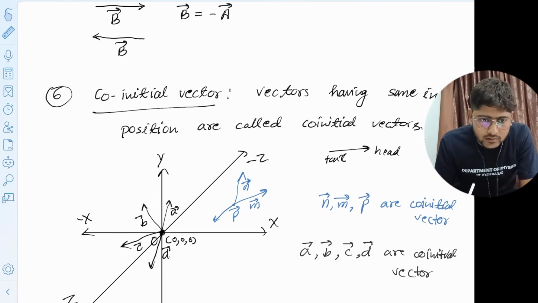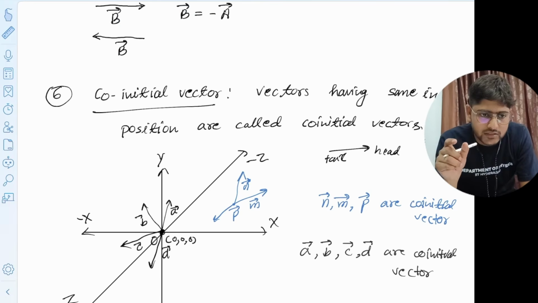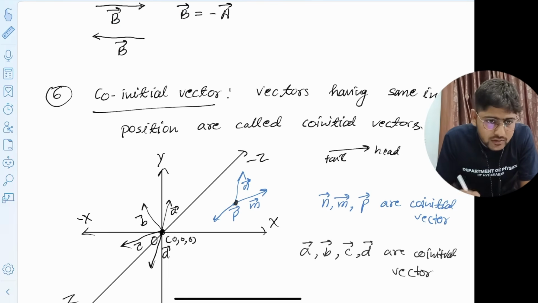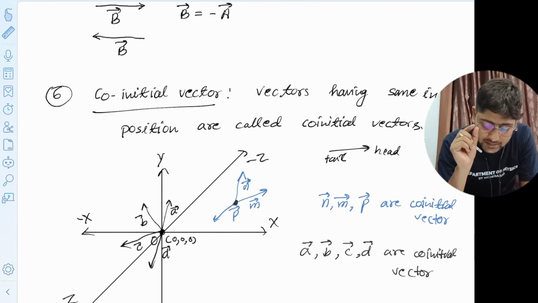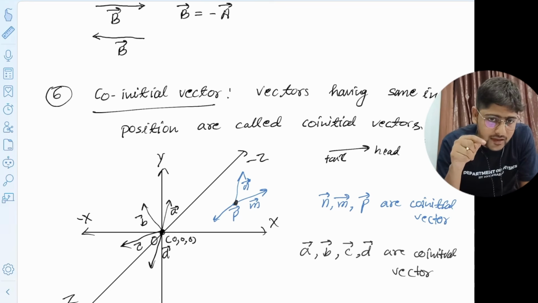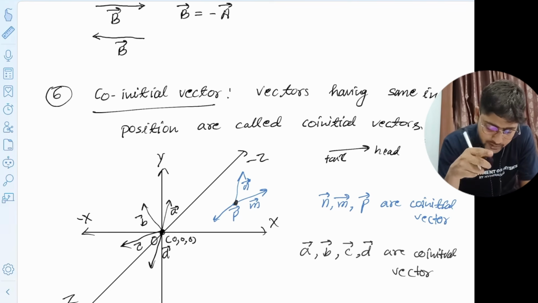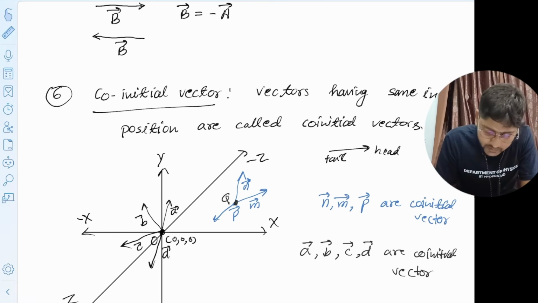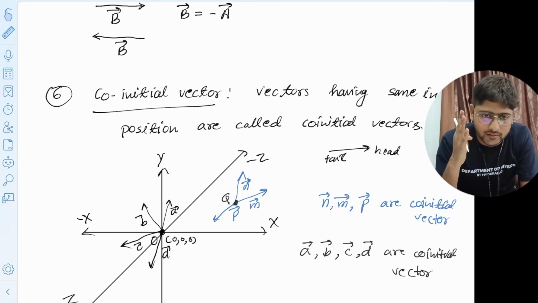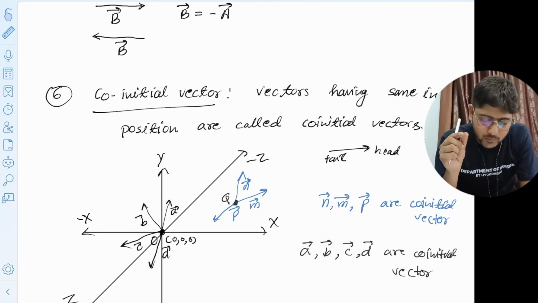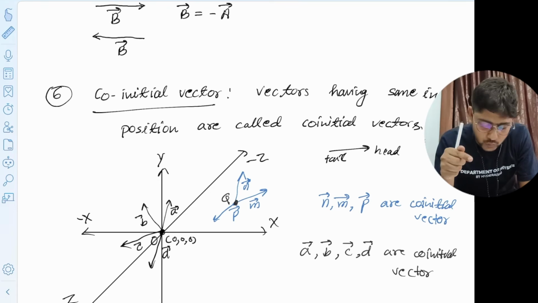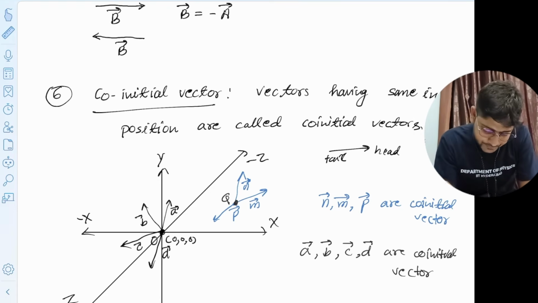We can see now, vectors N and P are co-initial vectors. Why? Because they have the same tail point, the same initial, same starting point. They all started from that point. Suppose this point is Q, so they all started from the Q point. They have a co-initial point, meaning they have initial position Q. Everyone has initial position Q.